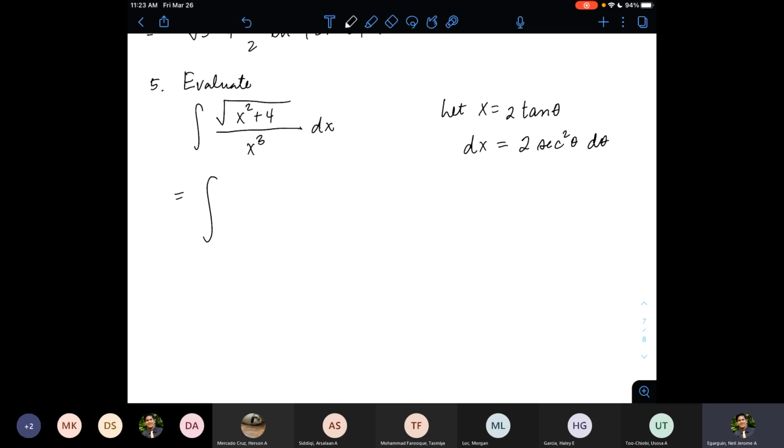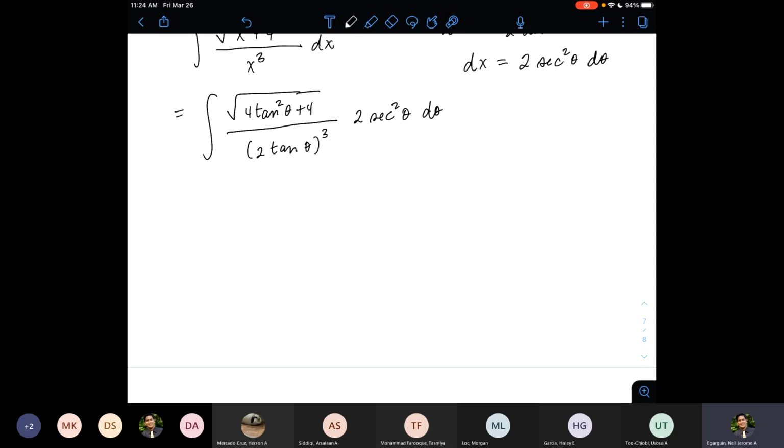Okay, so here I'll do the substitution. I can do it slowly. So x squared, we'll replace it by the square of both sides here. So we'll have the square root of 4 tangent squared theta plus 4, all over x cubed, which will be 2 tangent theta to the 3rd power. And then dx is replaced by 2 secant squared theta d theta. All right. Then let's start simplifying these trig functions.